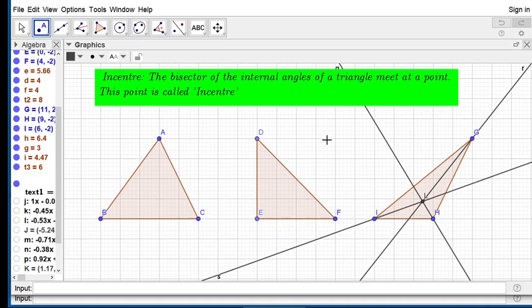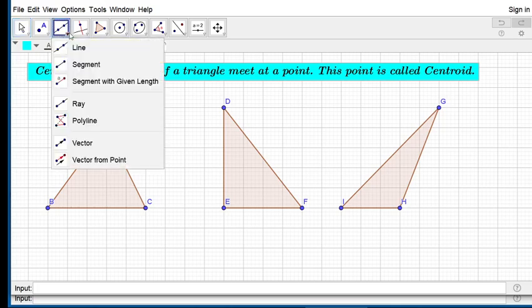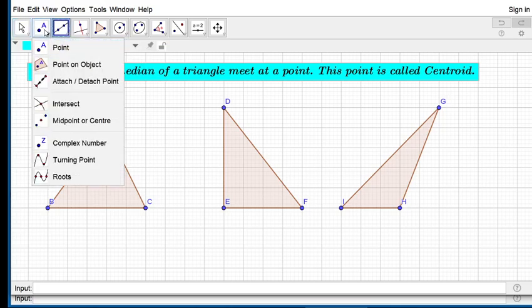Now we have to move to the next part about the centroid. Now we are discussing the centroid. Firstly, what is centroid? Centroid is the point where the medians of a triangle meet. The point is called centroid. So what is a median? The line segment which joins the vertex to the midpoint of the opposite side is a median. Now we have to find the midpoint.